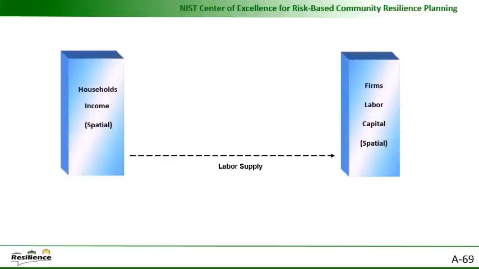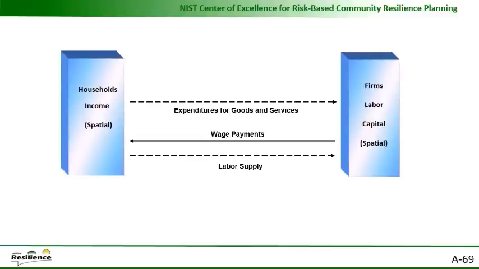The connection between households and firms is that households supply labor, and we have a large number of different labor groups. In return, they receive wage payments from the firms, and with those wage payments, the households make expenditures for goods and services, and in return, the goods and services flow back.